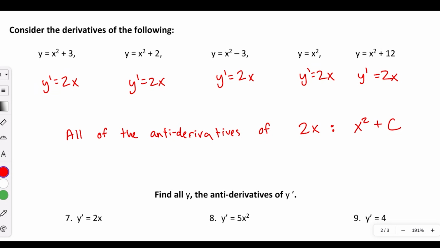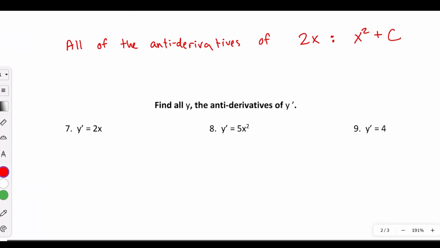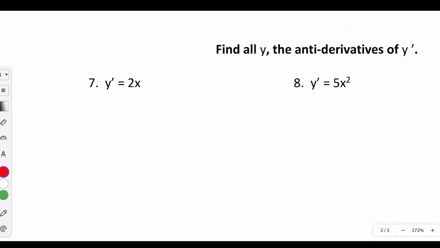Okay, so this seems like this won't be that hard, right? You just work backwards. You know all your derivative rules, just working backwards. But sometimes it's a little bit more challenging than you might think. So let's see if we can come up with some antiderivatives here. If we have 2x, find the antiderivative, which is y. We're going to write that like this: y equals x squared plus c. That contains all of the antiderivatives for y prime.